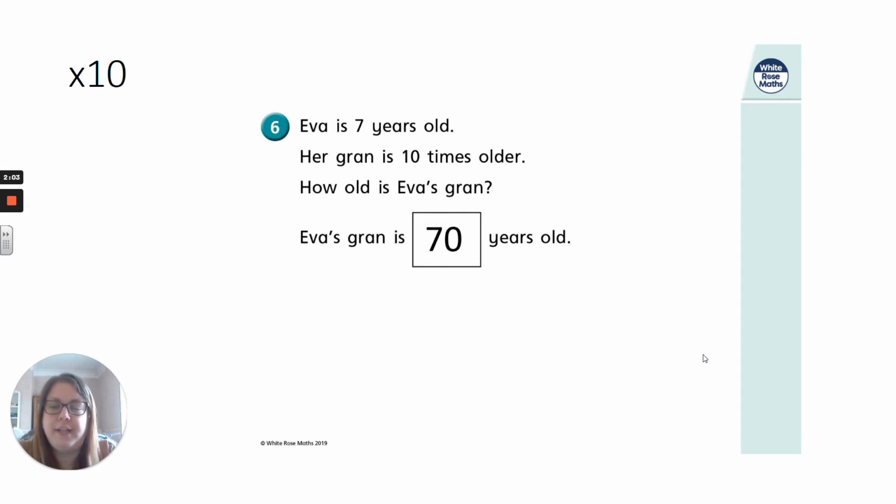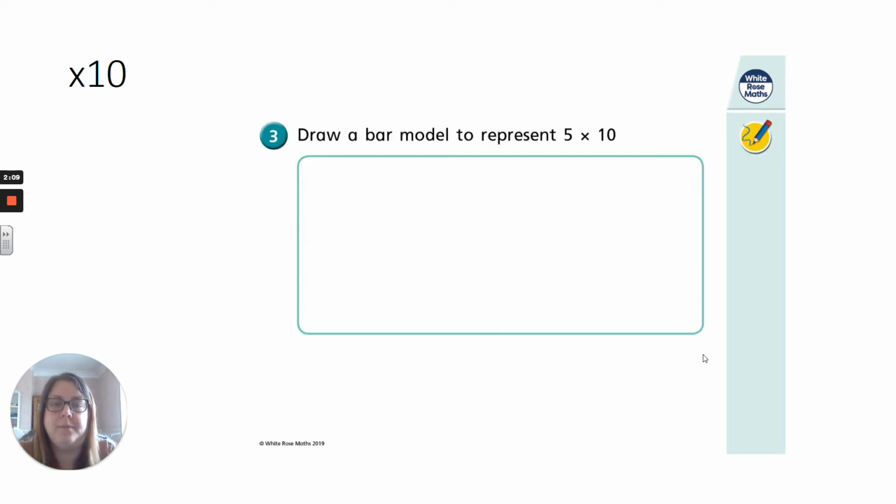So she's 70 years old, isn't she? Of course, because 7 times 10 is 70. Well worked out if you did that one.